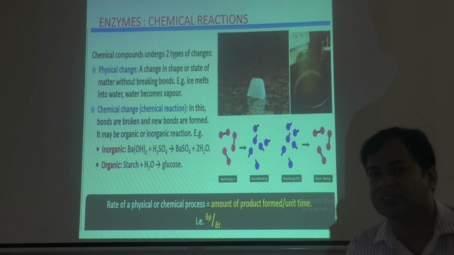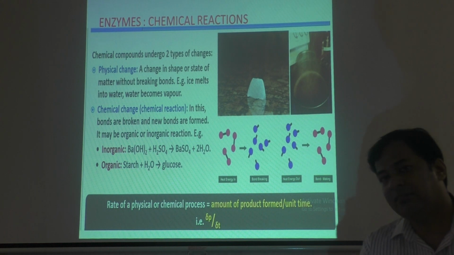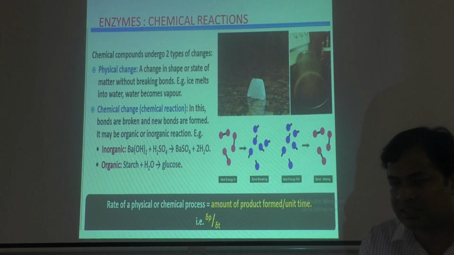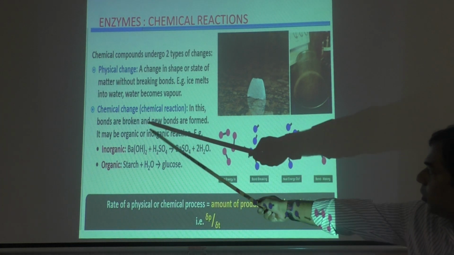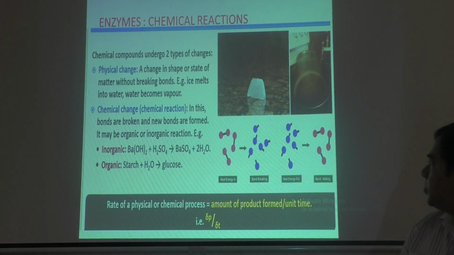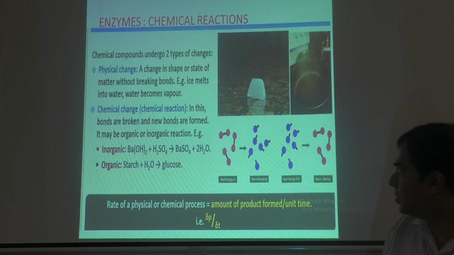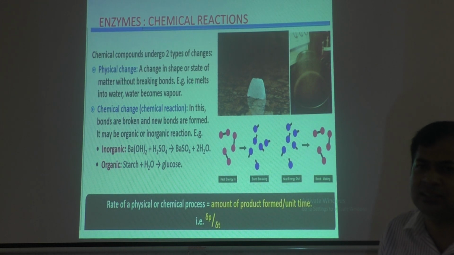they give physical tests or physical reactions. Then they will go to chemical reactions. That is the exact reactions. Okay, then chemical change or chemical reaction: in this, bonds are broken and new bonds are formed. Bonds will be broken and new bonds will be produced. Okay, it may be an organic or inorganic reaction.